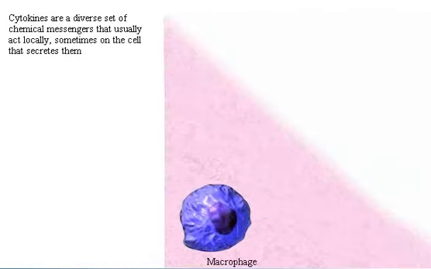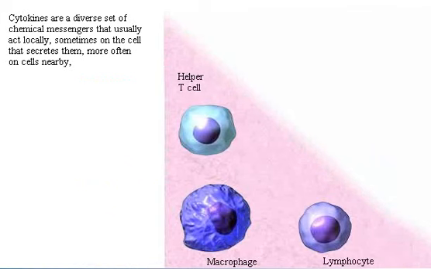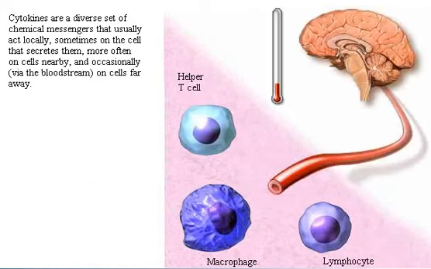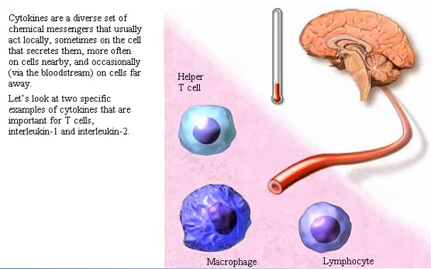Cytokines are a diverse set of chemical messengers that usually act locally, sometimes on the cell that secretes them, more often on cells nearby, and only occasionally via the bloodstream on cells far away. Let's look at two specific examples of cytokines that are important for T cells, interleukin-1 and interleukin-2.